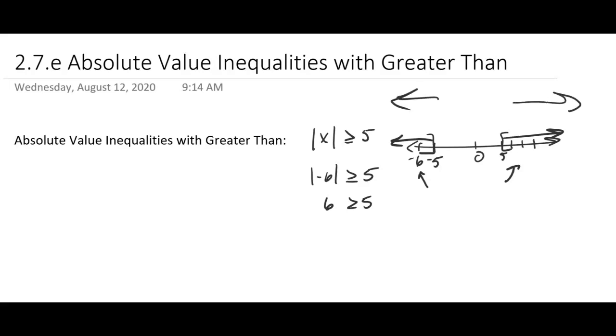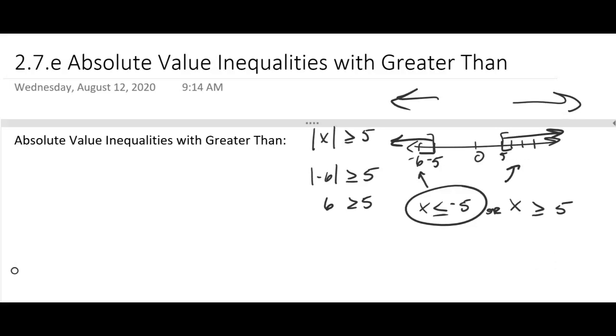Now the numbers in between don't work. The absolute value of 1, that's not greater than 5. The absolute value of negative 1, that's not greater than 5. So it's just these two pieces that work. And so what we get is x is greater than or equal to 5, or x is less than or equal to negative 5. So it's the tricky part. There are two changes: you're switching it to less than, and you're making it the negative case. And this is an or situation where you have one or the other.